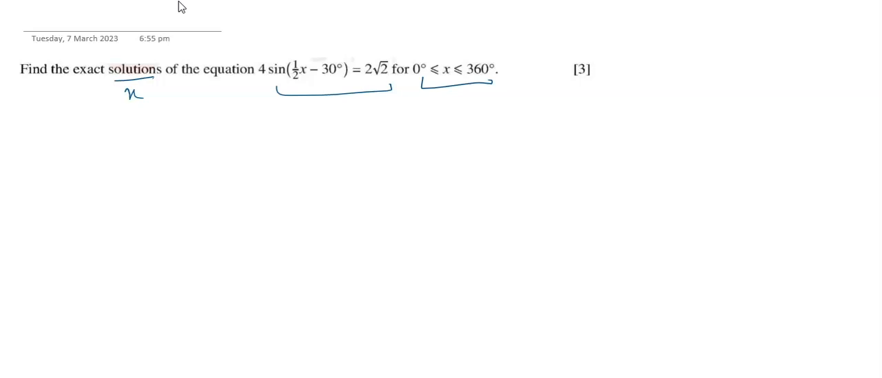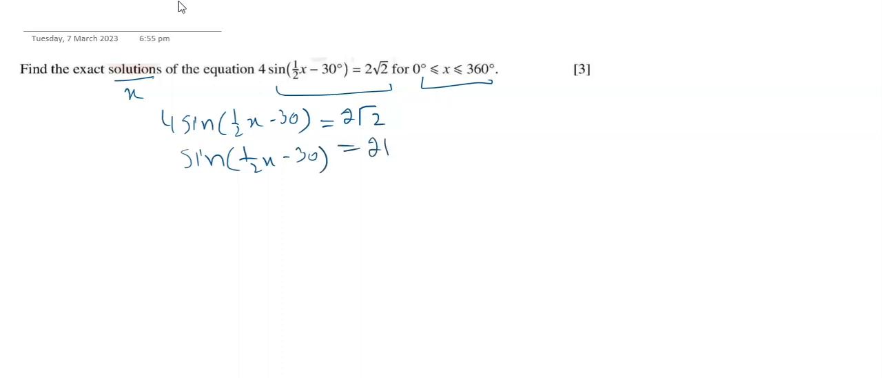The first step is to take this trigonometric equation down here: sine of half x minus 30 equals 2 into under root 2. Now divide by 4 on both sides. Sine of half x minus 30 equals 2 into radical 2 divided by 4. I just bring this 4 down here, and after simplifying, you will get sine of half x minus 30 equals square root 2 upon 2.